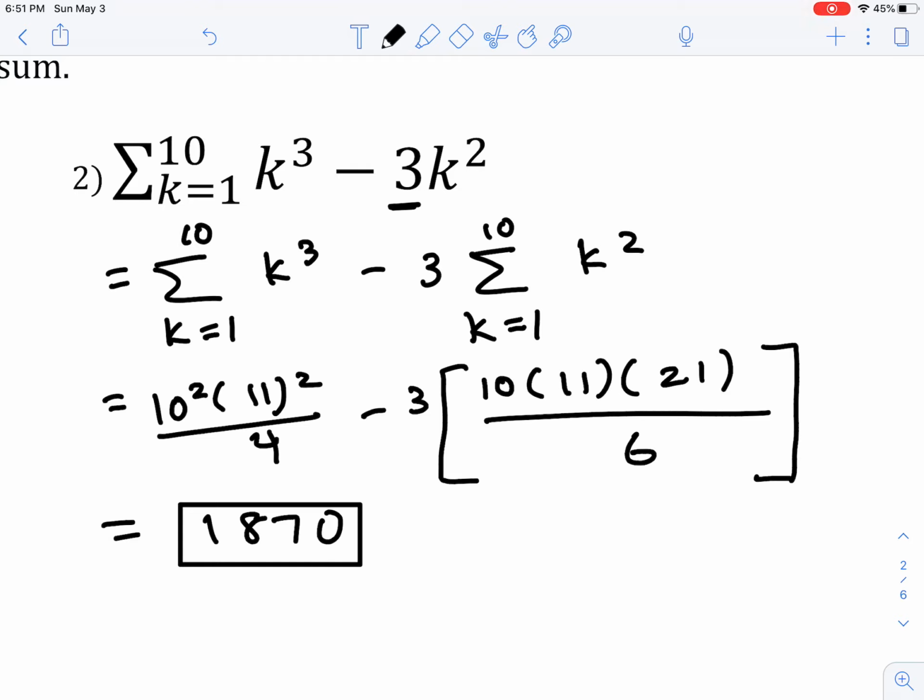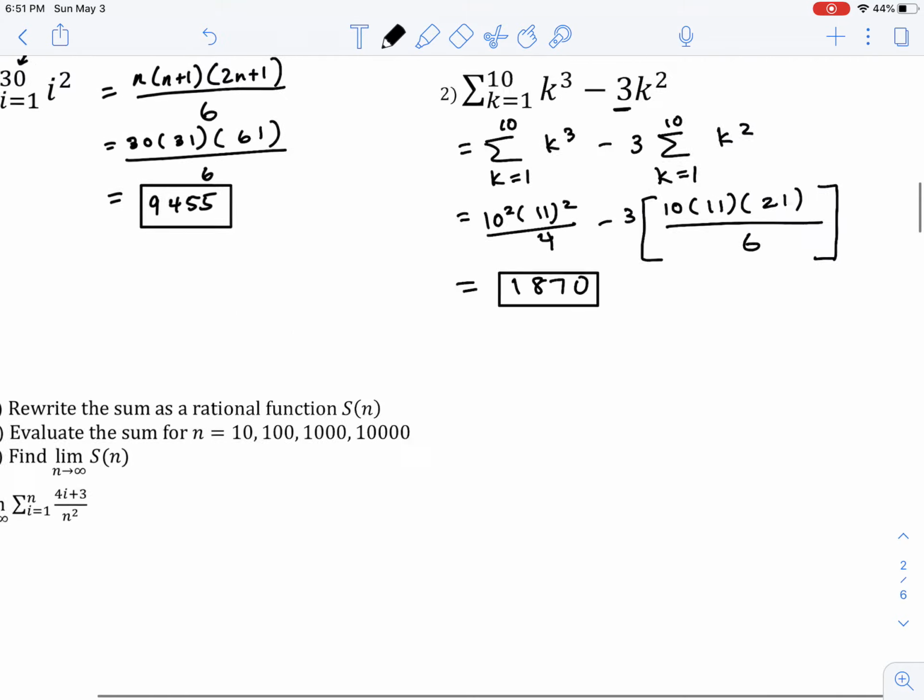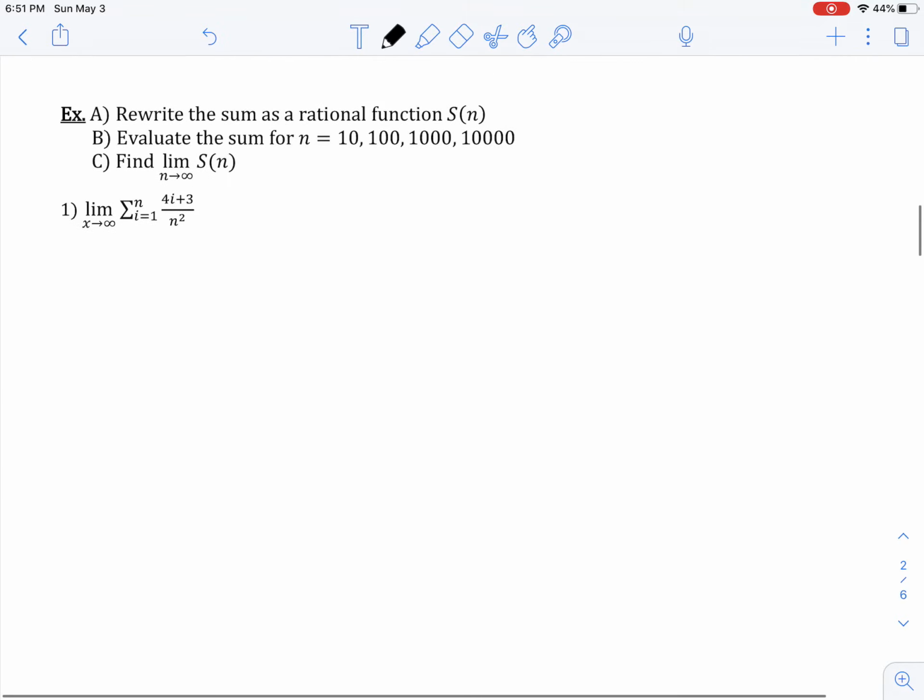All right, so these were very basic examples of showing how we could find the sum of these particular series using those formulas. Let's try a lengthier problem now. Let's try this problem where we're given this particular limit, and before we find the limit, we're going to rewrite the sum here as a rational function, S of n. We're going to write it as the sum of some n value. So given a certain number of terms, we can find the sum. And we're going to use our formulas here.